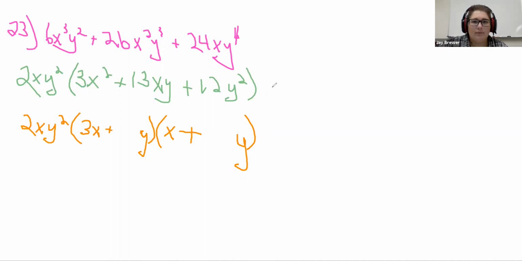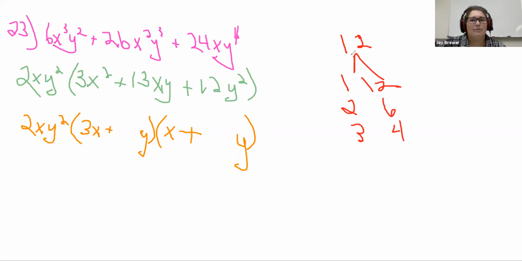Okay, so let's think about it. Let's look at this. We have 12, either 1 and 12, 2 and 6, 3 and 4. And we have to use that in conjunction with this 3x and this x to get us to 13xy. So let's look at it. Right now, if we take 3x times y, we get 3xy. And x and y give us another x and y.